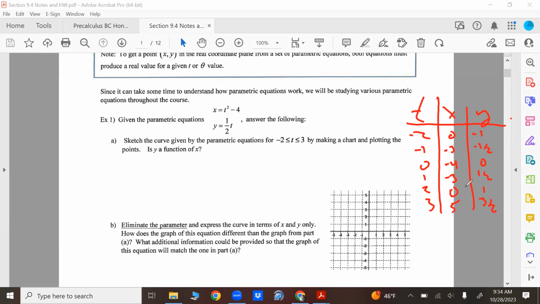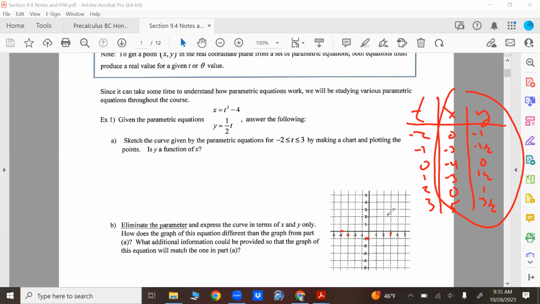And then just plot the points. So these are the points we have. 0, -1, which is right here, -3 and -1/2 right here, -4, 0 is right there, -3, 1/2 right here, 0, 1. Hold on. Is that right? Sorry, 2, 1. Hold on, why am I messing up here? Give me one sec, guys. Sorry.